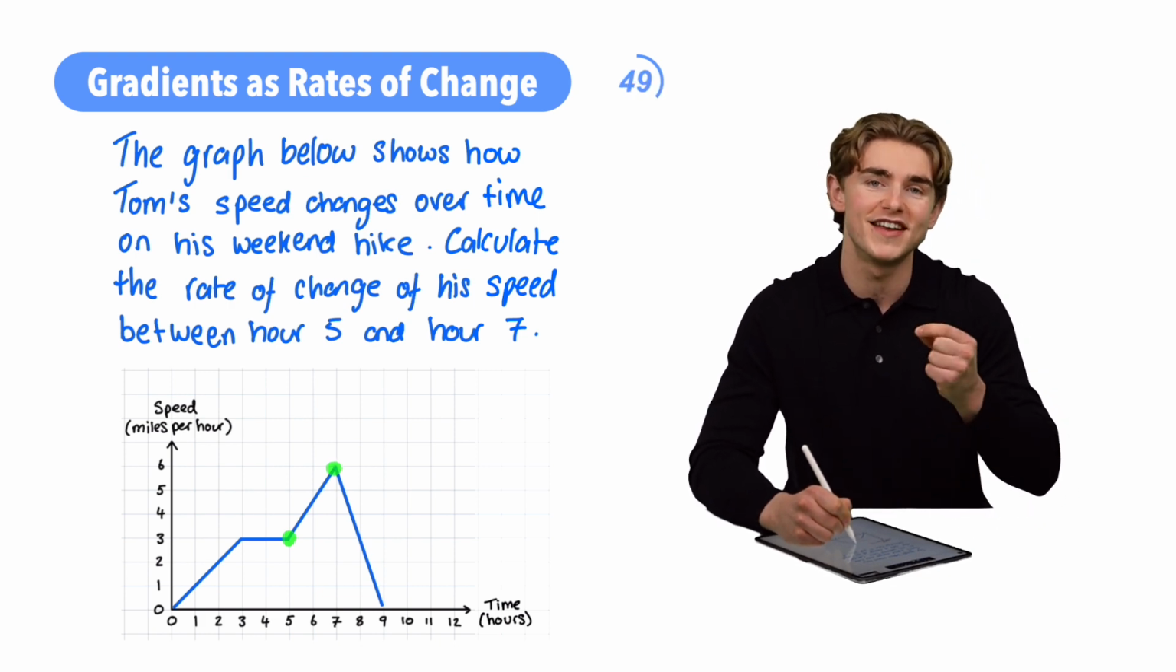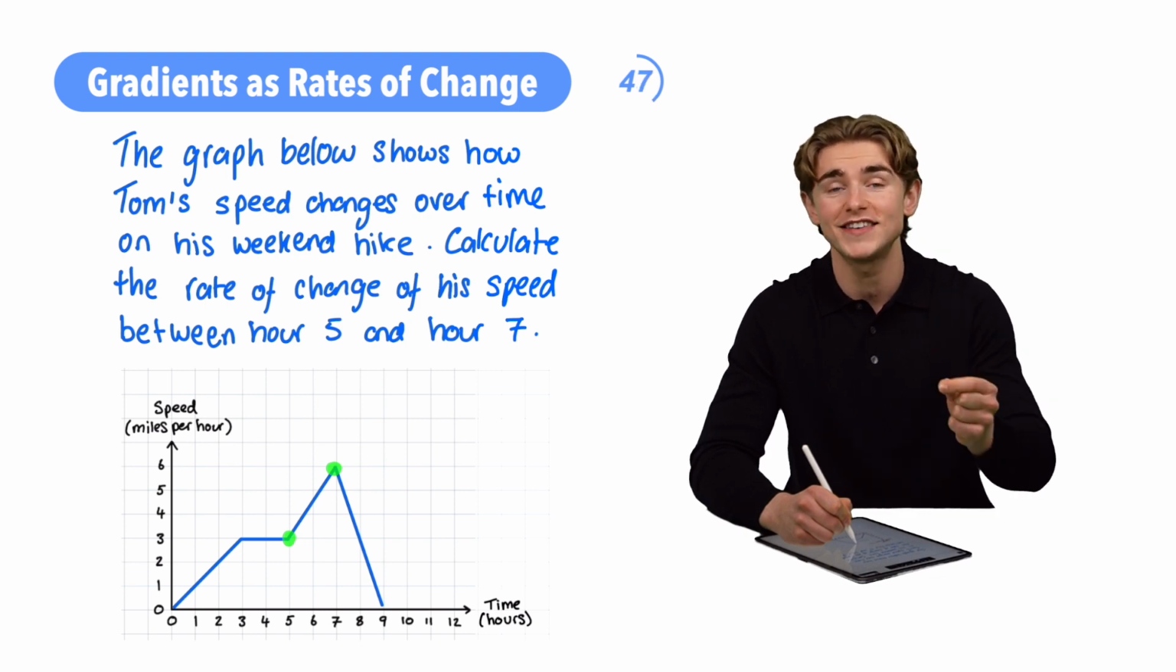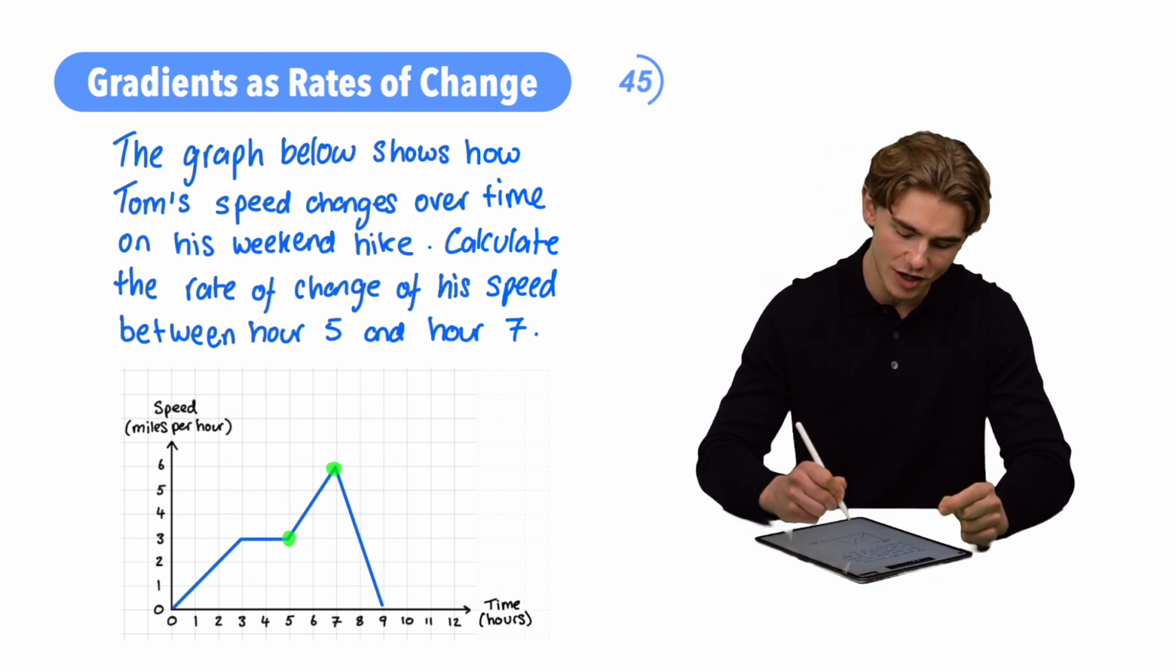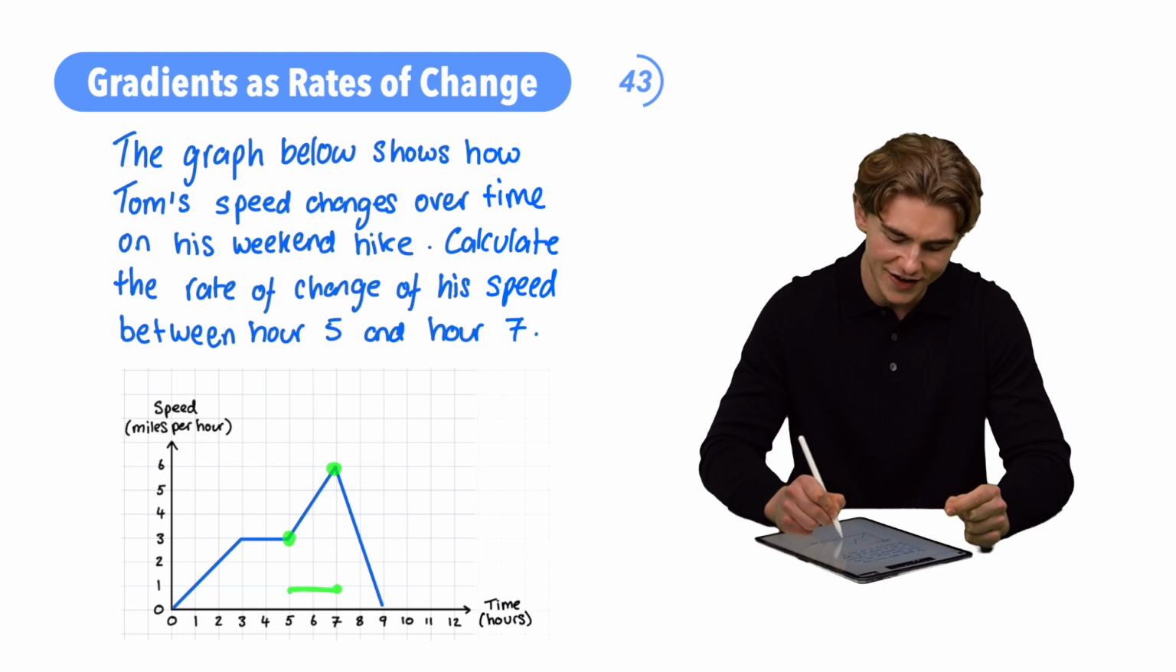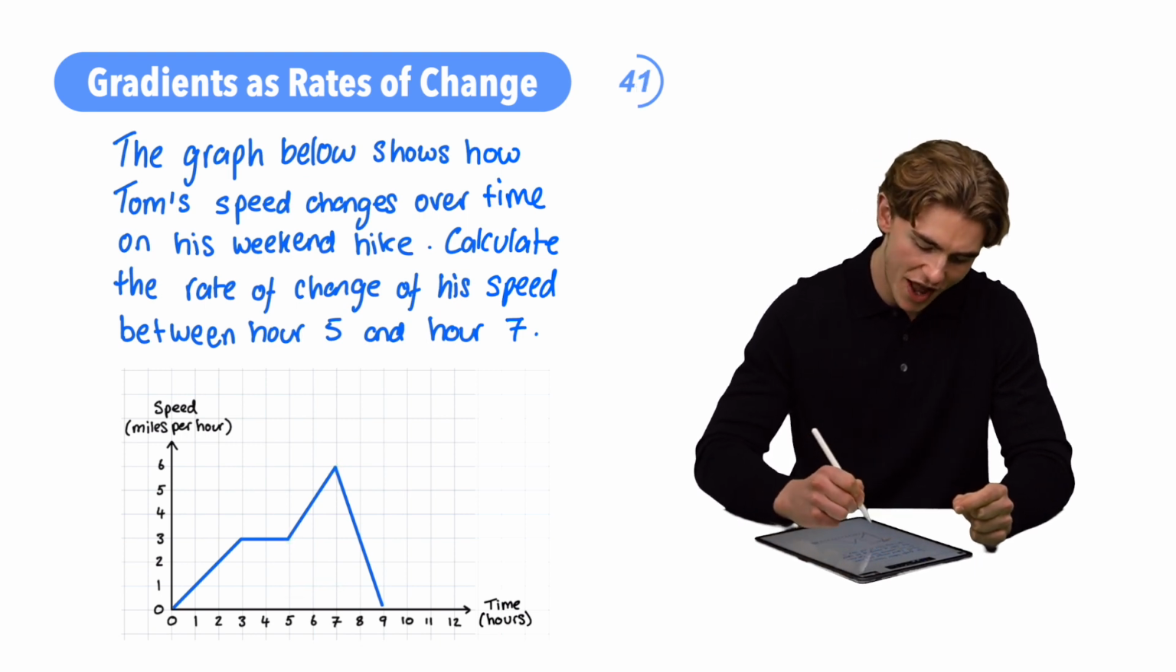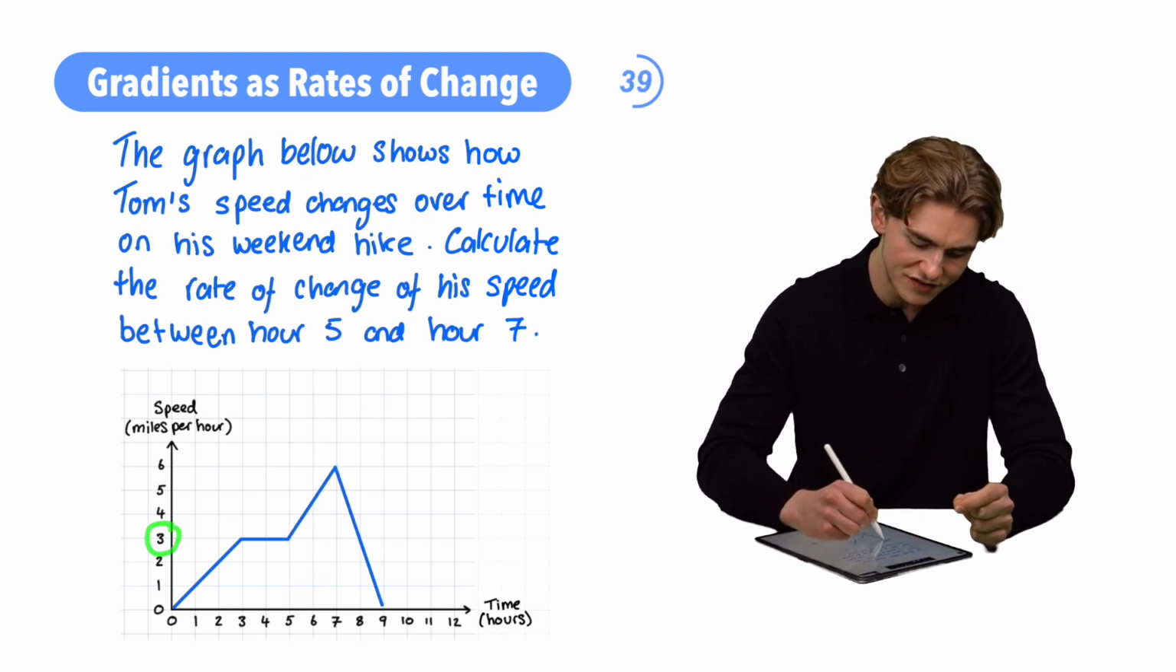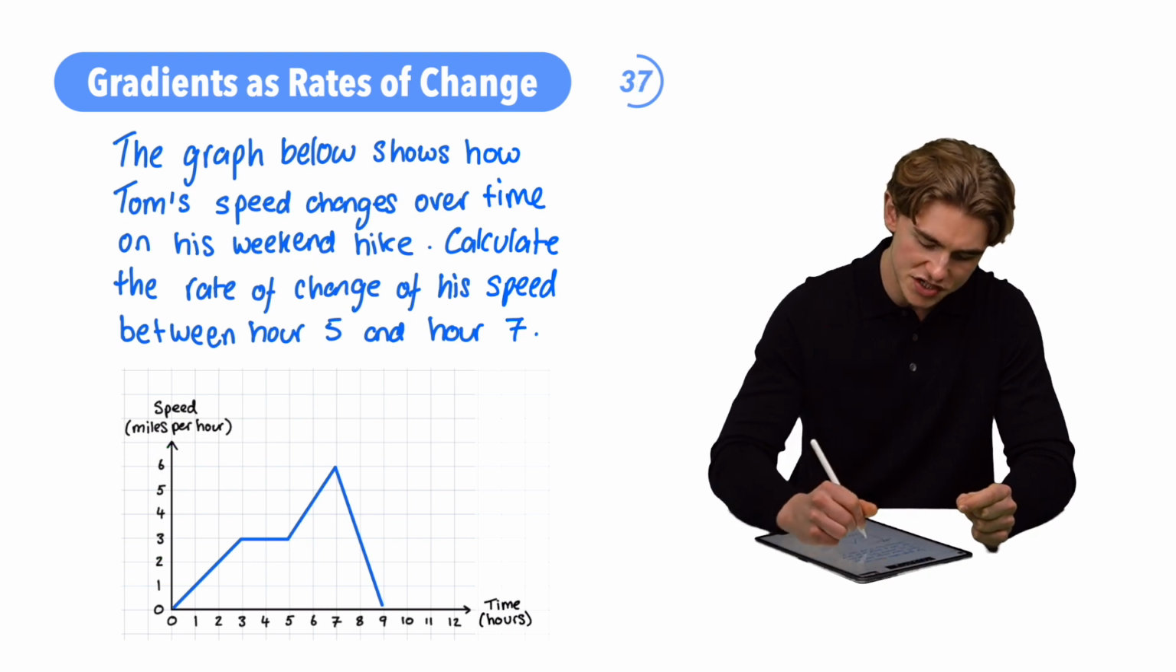We're going to do our change in y, otherwise known as our change in height, divided by our change in x, which is going to be how far across we are. What's that change in y? Our change in y in this situation, guys, we're going to go from a speed of 3 to a speed of 6, so it's going to be 3. So our change in y, our change in speed is going to be 3.